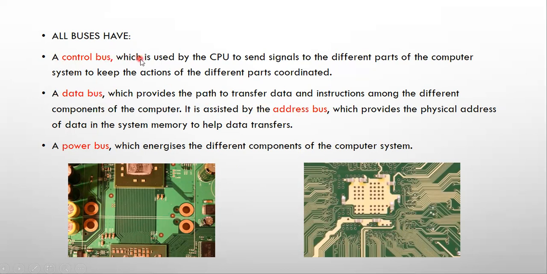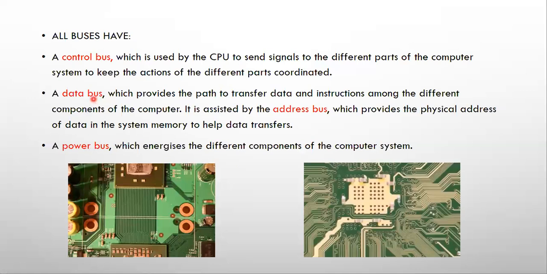A control bus is used by the CPU to send signals to the different parts of the computer. So the actions are coordinated. So you have a control bus that the CPU uses to send signals to coordinate activities on the motherboard.